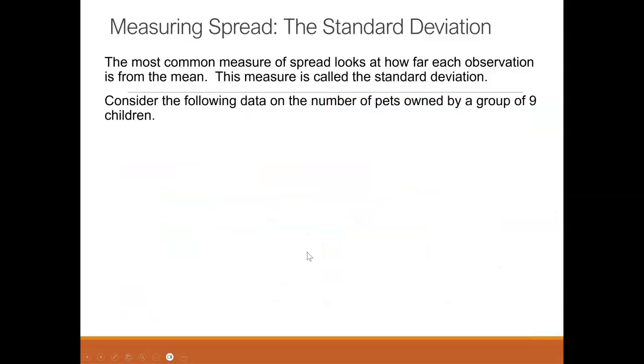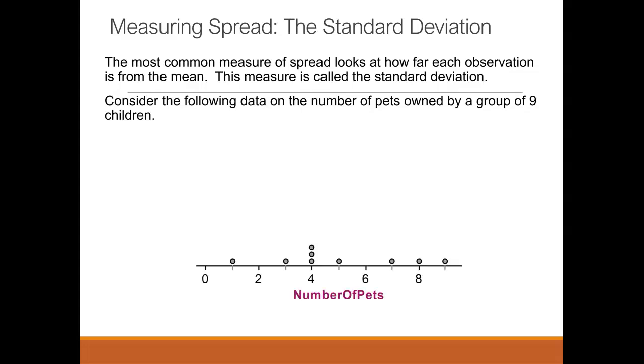All right. And so our second measurement of spread that we have is called the standard deviation. And that's basically looking at the average distance of each observation from the mean of that data set. So let's say we have this data set, the number of pets from a group of 9 people.